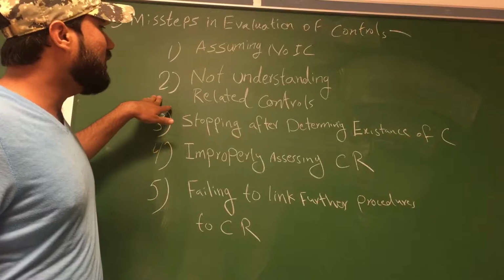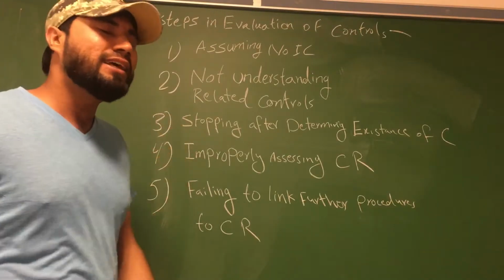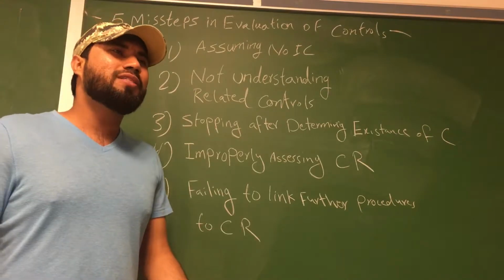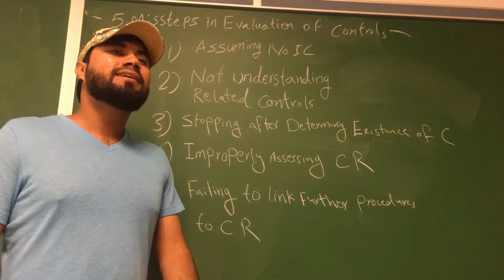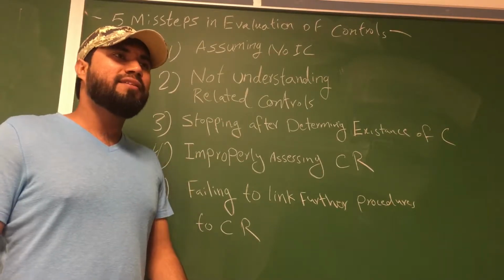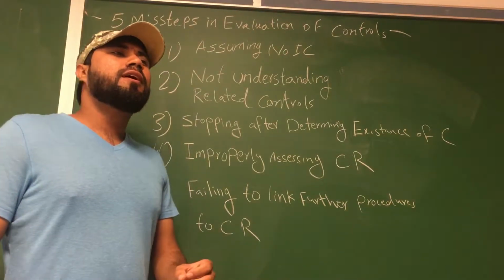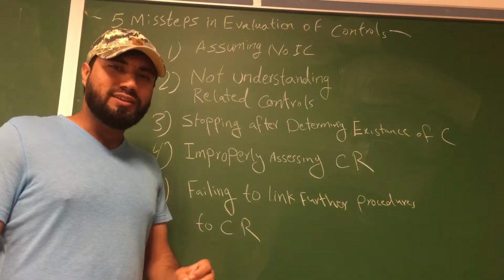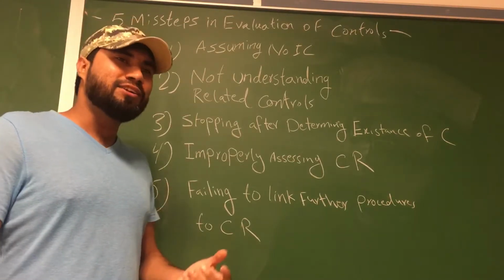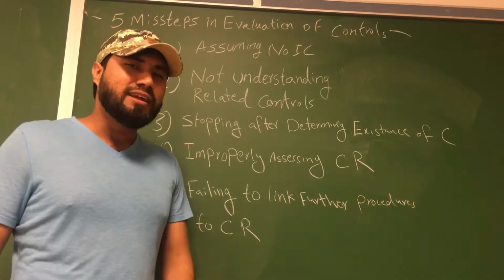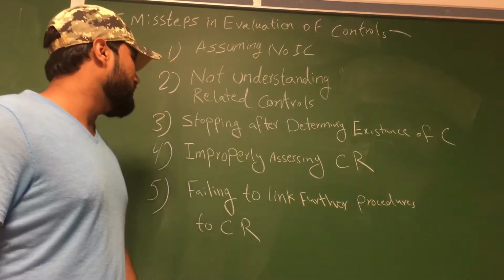And the second one is not understanding related controls. Auditors would go with the planned controls that need to be evaluated, but they might come across some situation where they would need to go further than what they have planned and understand other controls that would lead them to a material misstatement in the financial statement.